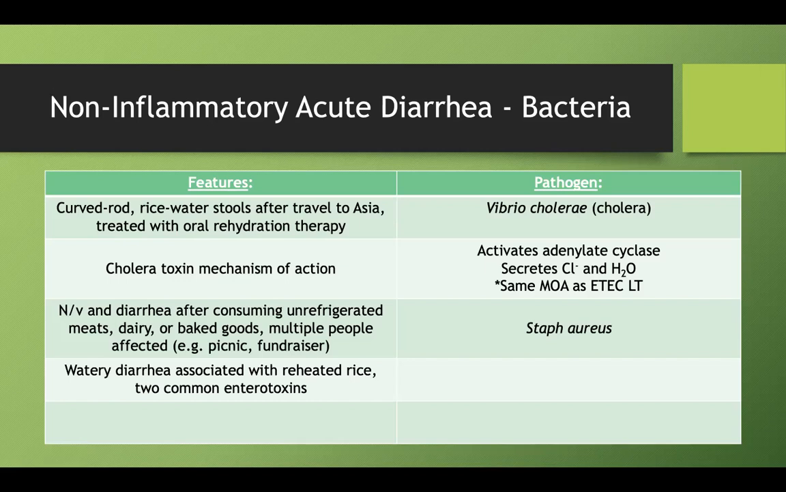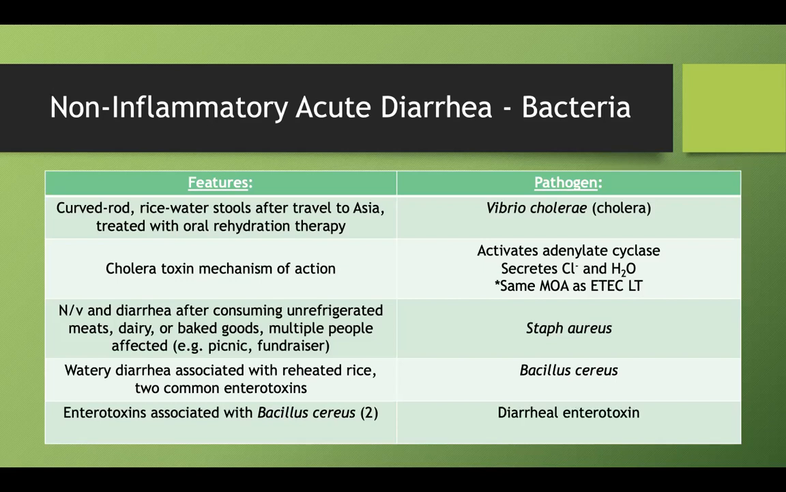How about if you saw a question that had watery diarrhea associated with reheated rice? And there's two enterotoxins associated with this bacteria. That reheated rice should be a buzzword for Bacillus cereus food poisoning. And the two enterotoxins that are associated with B. cereus are the diarrheal enterotoxin and the emetic enterotoxin.